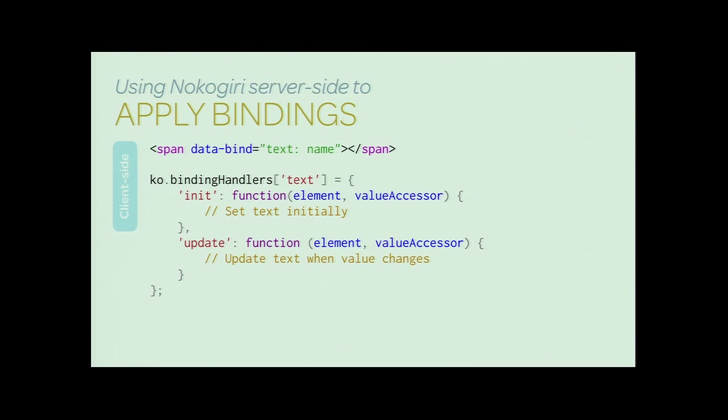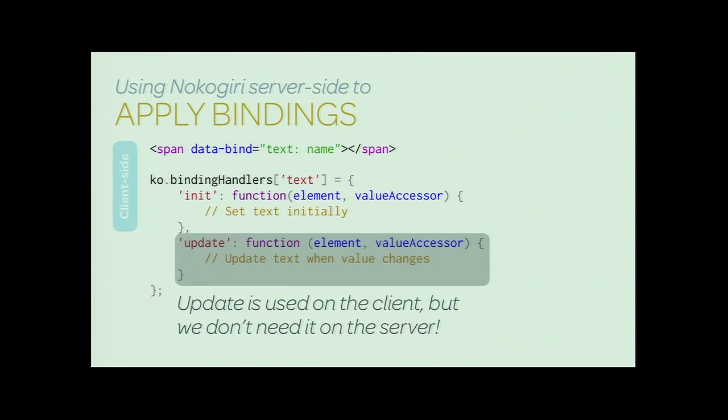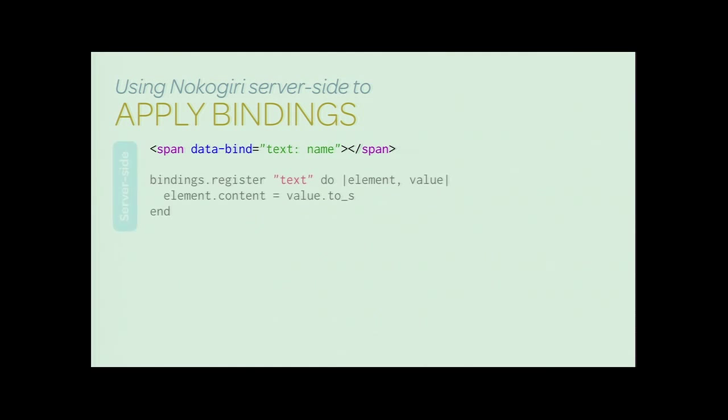And the thing that we realized is that for the server, we don't actually need to implement update. Update is only used for a dynamic UI where the values are initialized and then they change. And we only need to render the initial state on the website, on the server side. So we only actually needed to implement half of each of these bindings. So what that looks like on the server side is something like this. We just have our set of bindings. We register a text binding handler, and it gets an element and a value. And we just set the element's content to the value as a string. And that's half of the text binding. And that's all we had to do for text.